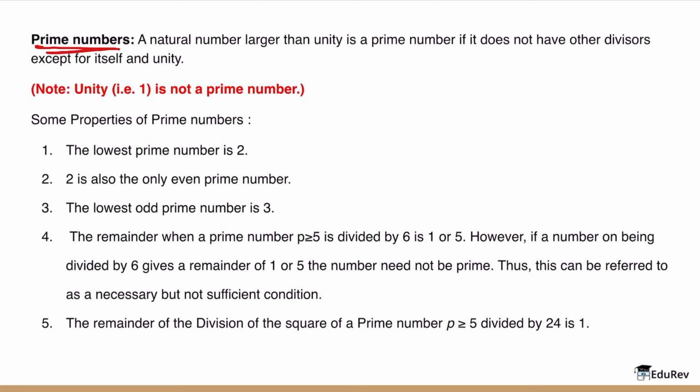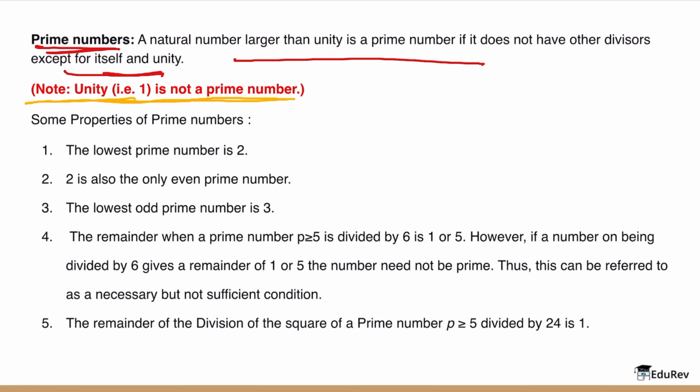So what are prime numbers? A natural number that is larger than unity is a prime number if it does not have any divisor except for itself and unity. Now you know what prime numbers are, but the one most important thing which you need to underline here is that unity is not a prime number.